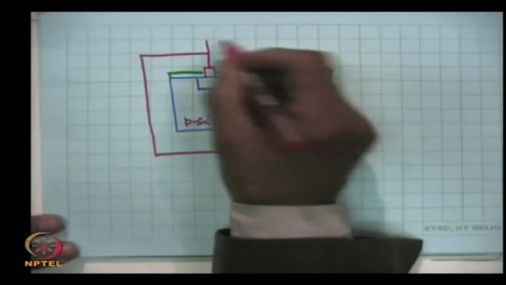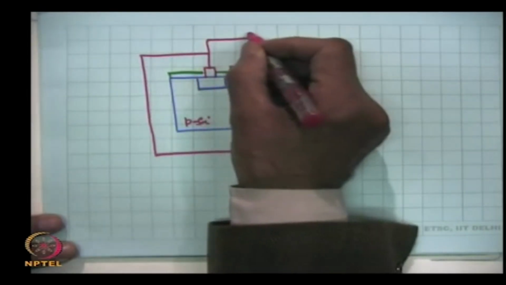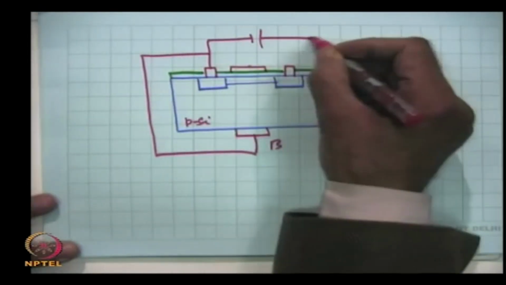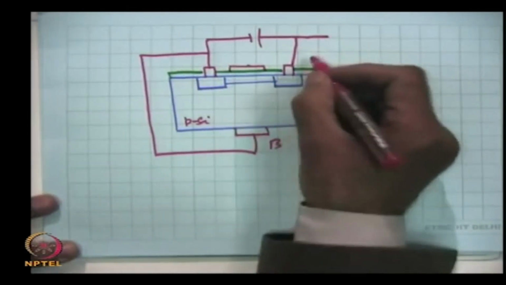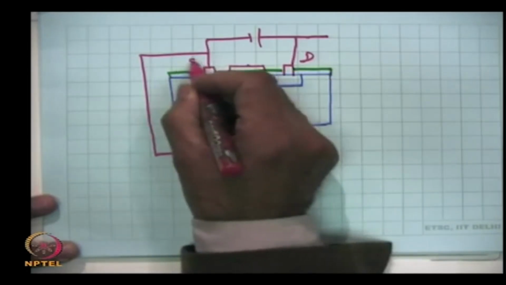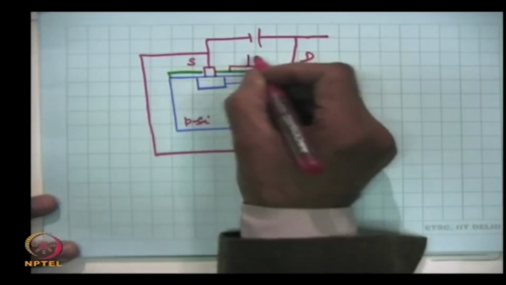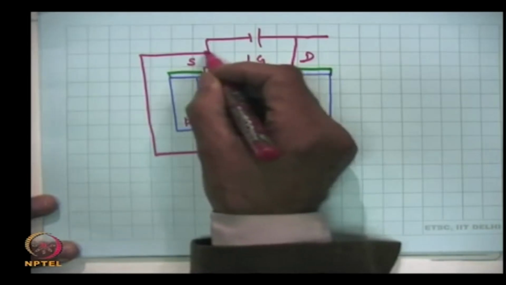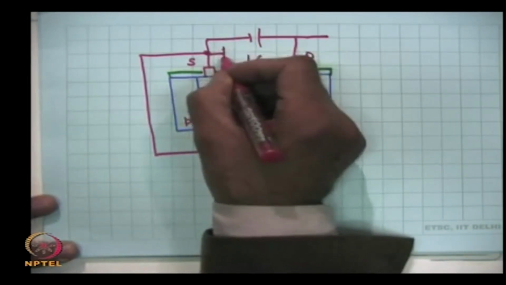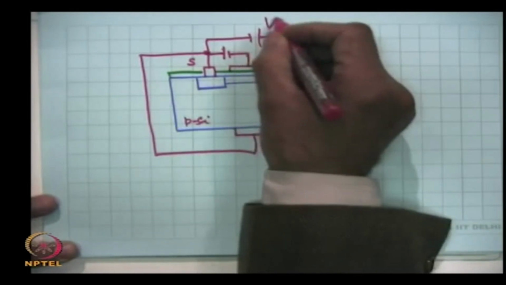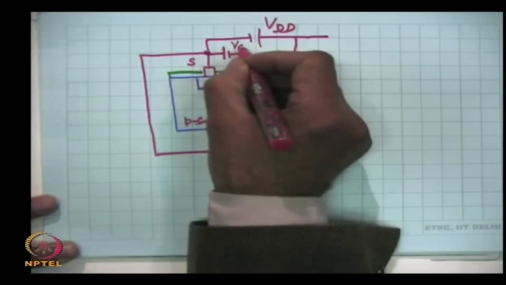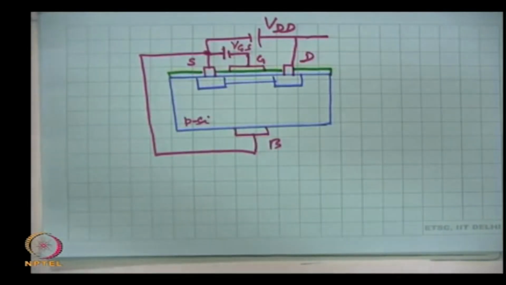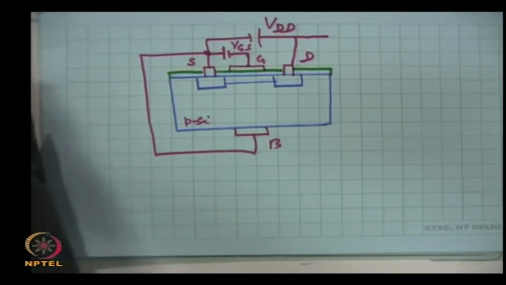And we apply a positive voltage here between drain, this is drain, this is source, and this is gate, and we apply to the gate. For example, we start with a negative voltage, this is VDD and this is VGS. Now, let us see how the channel is N type.